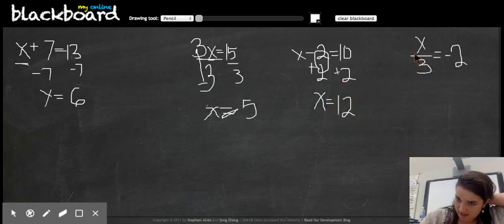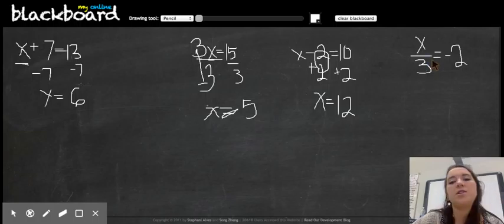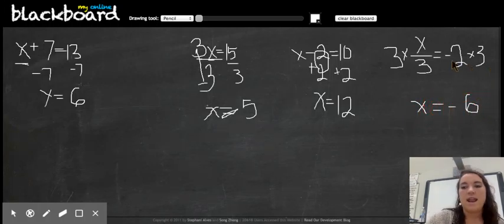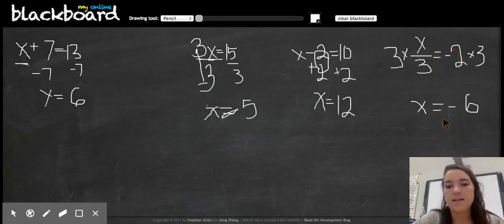Last one, we have x over 3. What operation does this fraction bar mean? Right, it means division. So how can we undo that division? By multiplying. So I'm going to multiply by 3 on both sides. Now I've undone this divided by 3. I'm left with just x equals -6, because a negative times a positive gives you a negative.